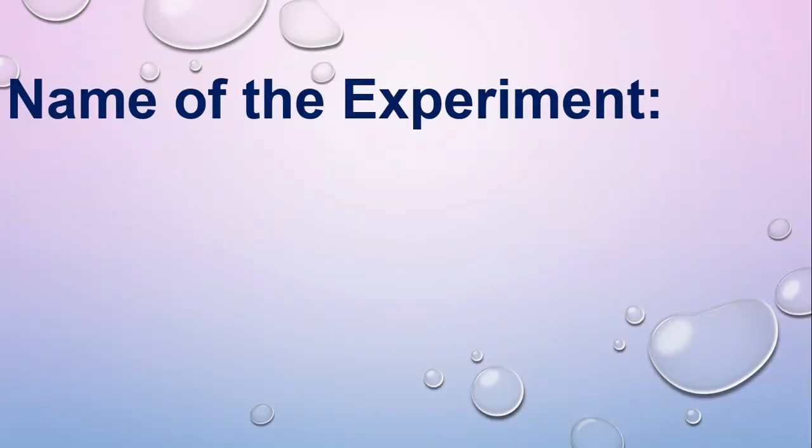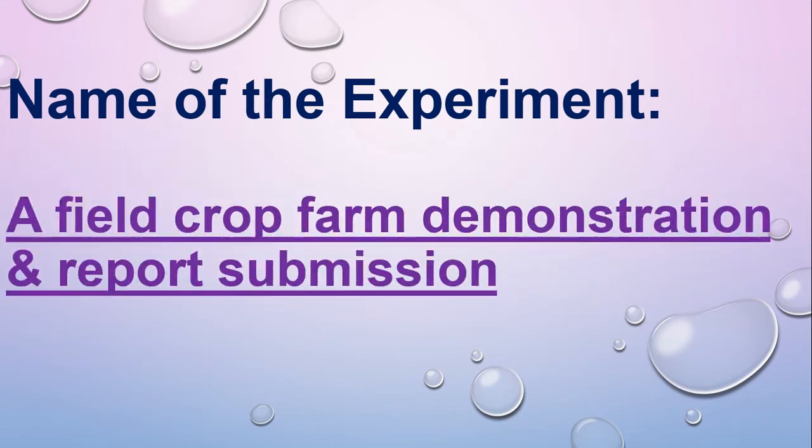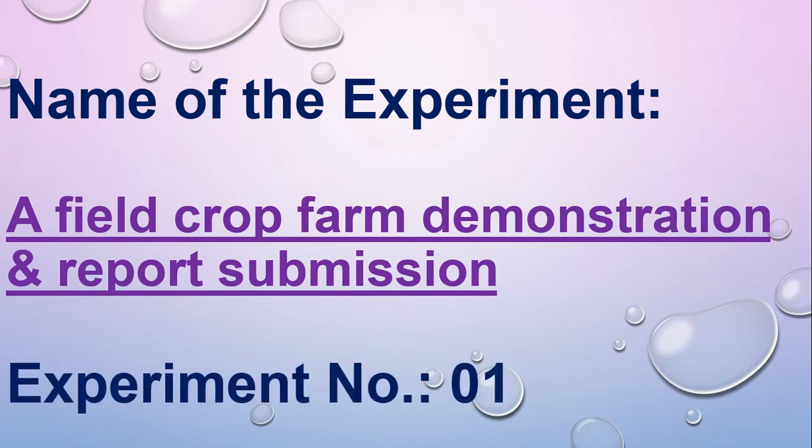The name of the experiment is field crop farm demonstration and report submission. That means a field crop will be demonstrated to a group of students, and then after visiting the farm, you write down a report and submit the report to the teacher. And this is the first experiment.